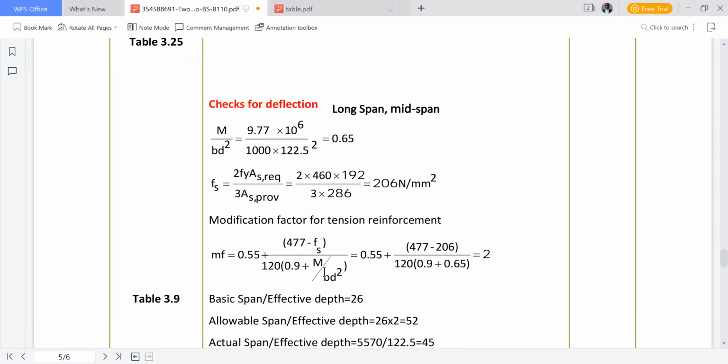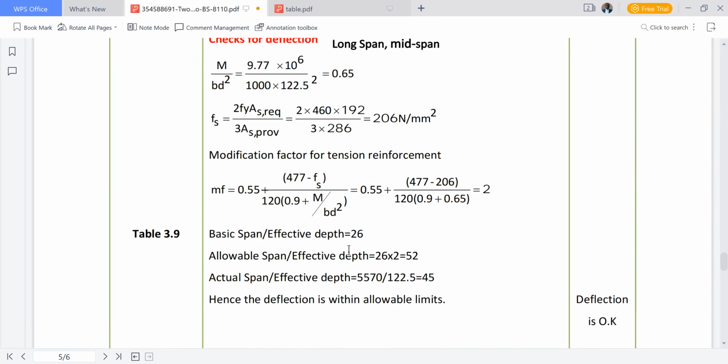We calculate the modification factor here, which is equivalent to 2. Remember, the modification factor should be a maximum of 2. If you get 2.1, you reduce it to 2. Now, the basic span to effective depth ratio is 26 because it's a continuous slab. Then for the allowable, you take the basic multiplied by the modification factor, which is 52.